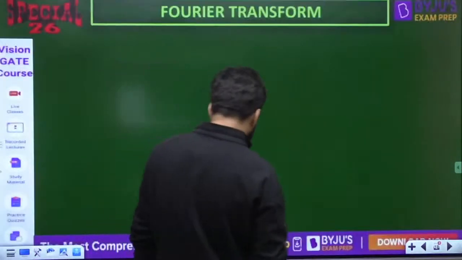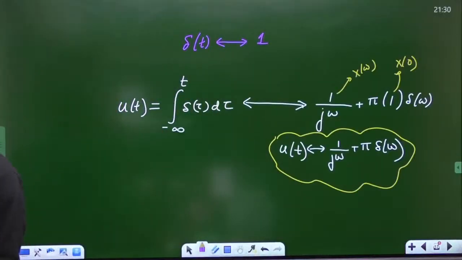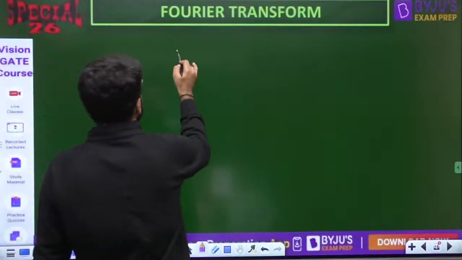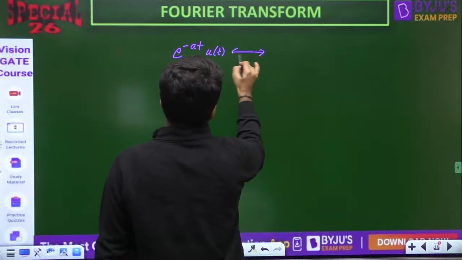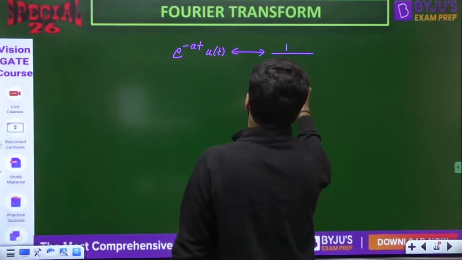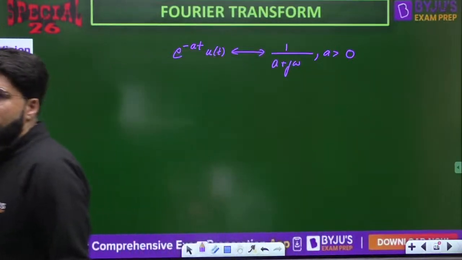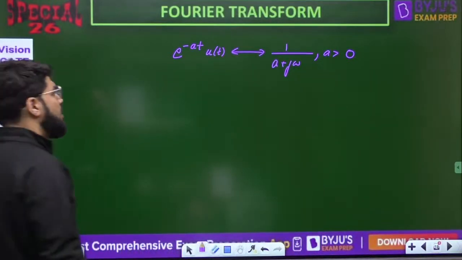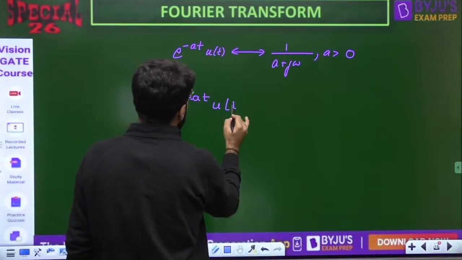And what is that important result using the frequency differentiation? Let's look at that too. So now again coming back to e power minus at ut, what is the Fourier transform? As discussed, 1 upon a plus j omega for positive values of a. So what will be the answer for t e power minus at ut?